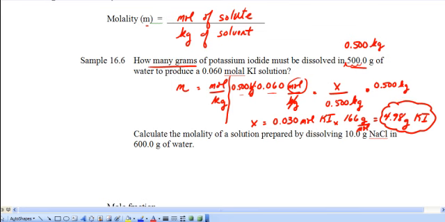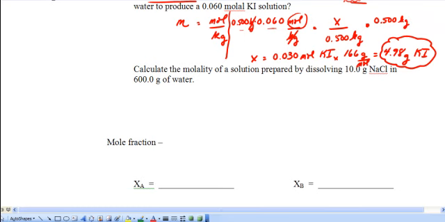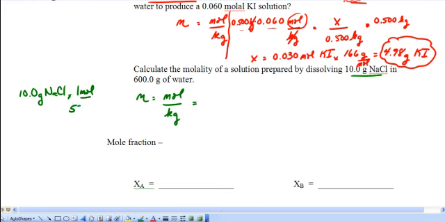Okay, let's try the next one. Let's calculate the molality of a solution prepared by dissolving 10 grams of sodium chloride in 600 grams of water. Alright, so again, molality is going to equal moles of solute per kilogram of solvent. Do we know the moles of our solute? No, we know the mass in grams. So if we take our 10 grams of NaCl, to change that into moles, 1 mole has a mass of 58.45 grams.